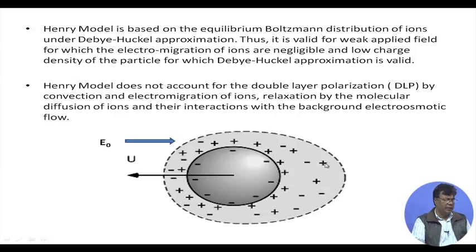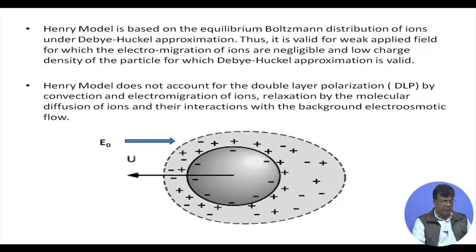So, these ions will be moved, and in that process there will be an electroosmotic flow, as well as the movement of the particle. So, there will be a wake formation. The ions will be pushed backwards, that is the downstream direction. So, in that process an oppositely directed electric field will be developed.